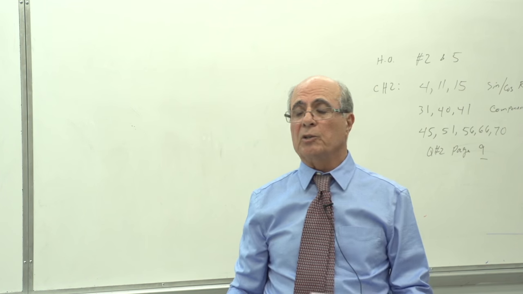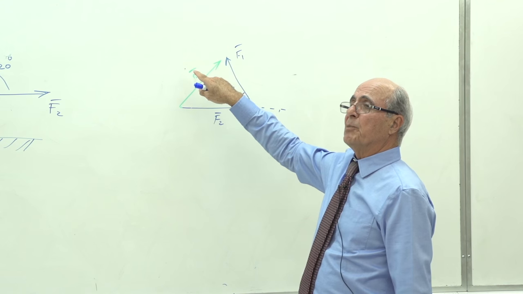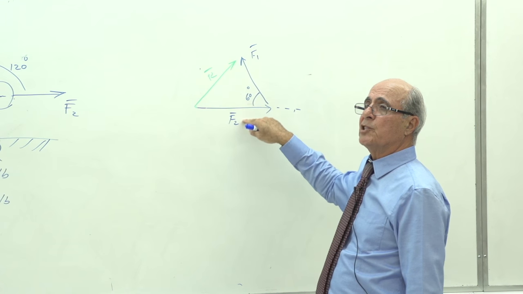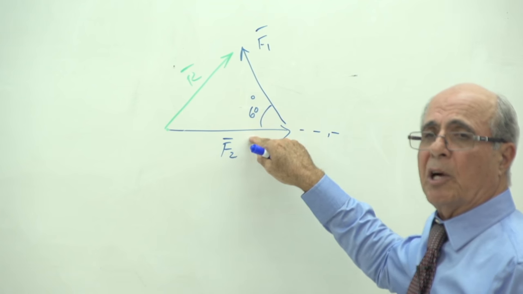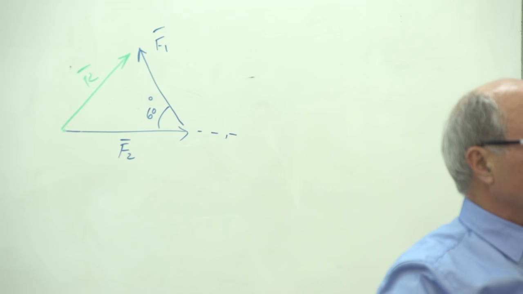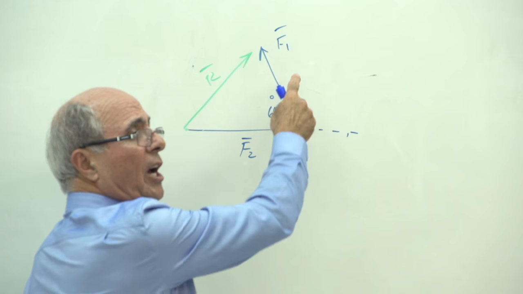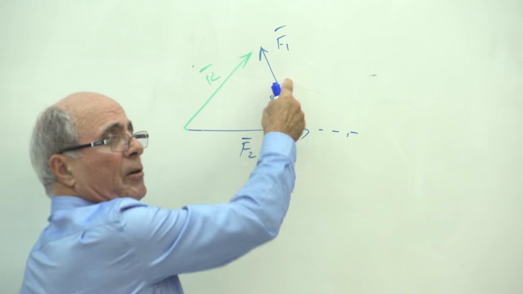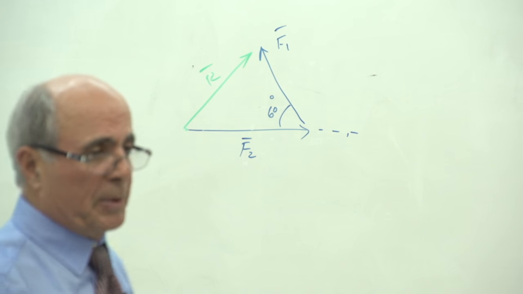Now, the cosine rule, because if there is a triangle, everybody knows that C squared equals A squared plus B squared minus 2AB times cosine of the angle between the two. Yes or no? Here it's applicable because I have the value of F2, I have the value of F1, I have this angle, therefore the cosine rule is applicable.